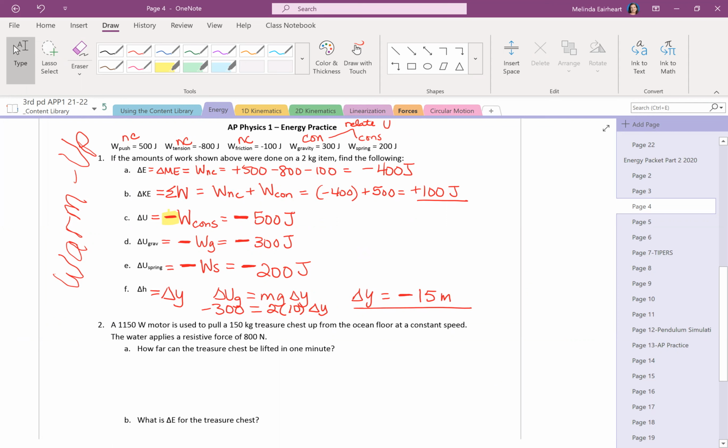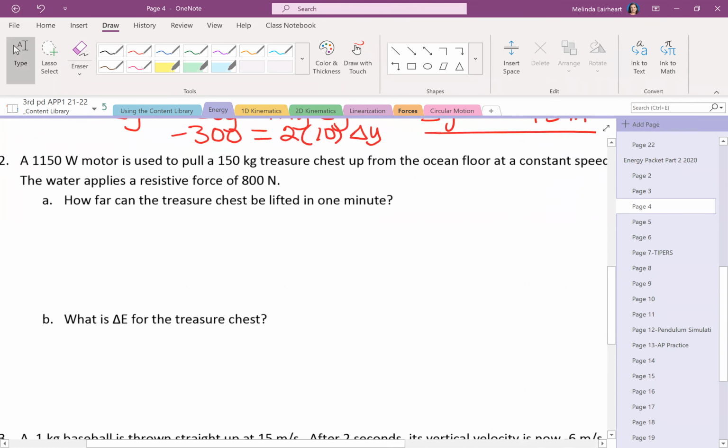Okay, next question is more of your textbook standard. I'm going to call these mid-level, okay? And so number 2 says we've got a 1,150 W motor. What did they just give us? Is it 1,000 weight? Is it 1,000 work? Or is it 1,000 watt? It's watts, which is the unit of, it's joules per second equivalent, but what variable, what physics term is it the unit of?